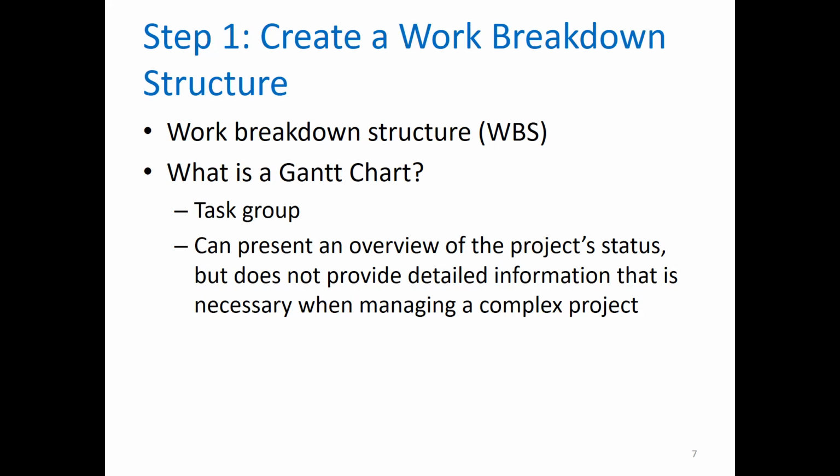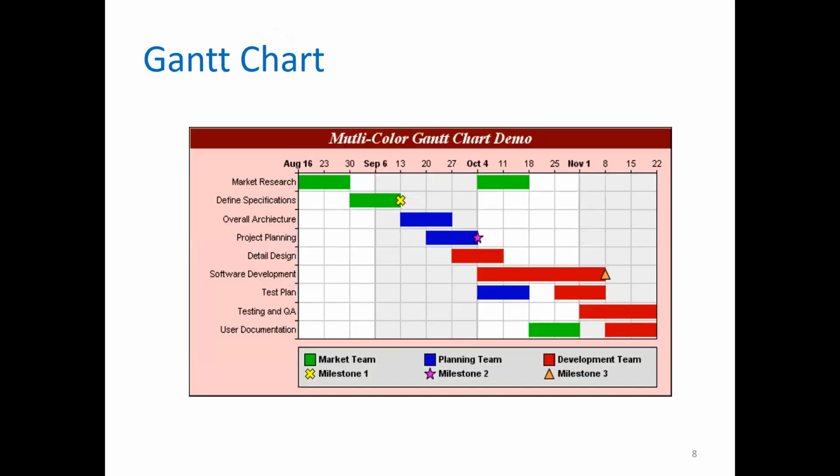what is it? It is a task group that can represent an overview of the project's status, but does not provide detailed information that is necessary when managing a complex project. The Gantt chart was initially designed by Henry Gantt around the years 1910 to 1915. It is a type of bar chart that illustrates a project's schedule. You may notice a Gantt chart in the diagram presented in the slide at the moment.